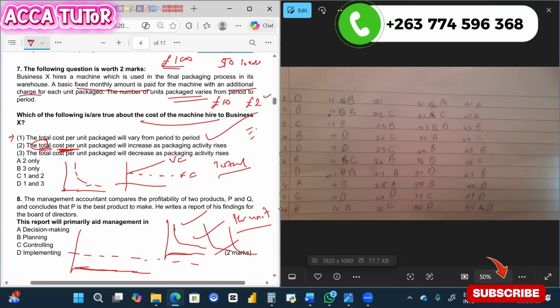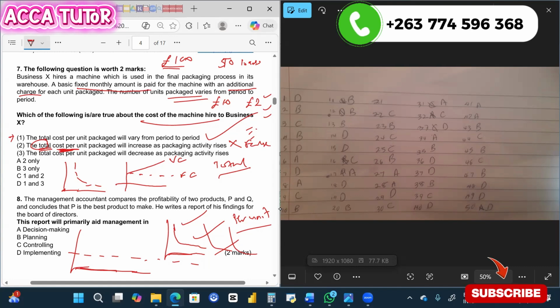The cost per unit packaged will increase as packaging activity rises. That one is false. Why? Because there is a fixed element. When there is a fixed cost element in a cost, it simply means that when you produce more, as in our example, when you produce more loaves, the cost per unit tends to decrease. Are we together? So statement two is false.